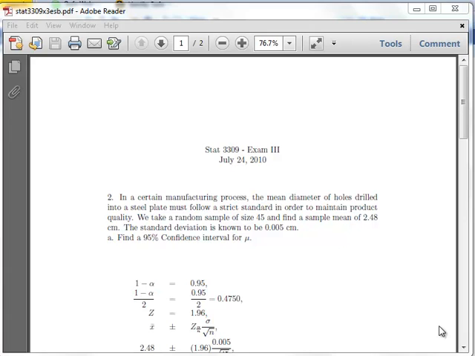In a certain manufacturing process, the mean diameter of holes drilled into a steel plate must follow a strict standard in order to maintain product quality. We take a random sample of size 45 and find a sample mean of 2.48 centimeters. The standard deviation is known to be 0.005 centimeter. A. Find a 95% confidence interval for mu.